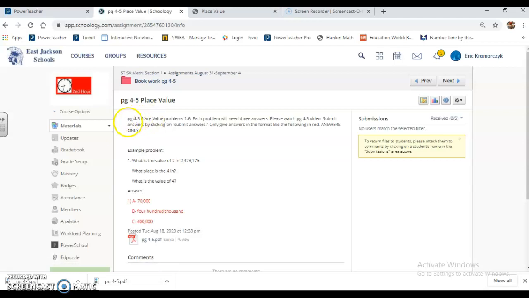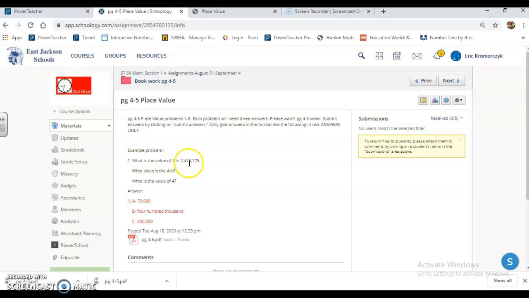Here's the directions. Page 4 and 5, place value problems. You're only going to do numbers 1 through 6, and I'll show you those in a second. Each problem will need 3 answers. Please watch the 4-5 video, which you're doing right now. Submit answers by clicking on the Submit Answers button, and you'll have a Submit Answers button over here. Only give answers in the format like the following in red. Answers again, only. So here's what an example problem will look like.